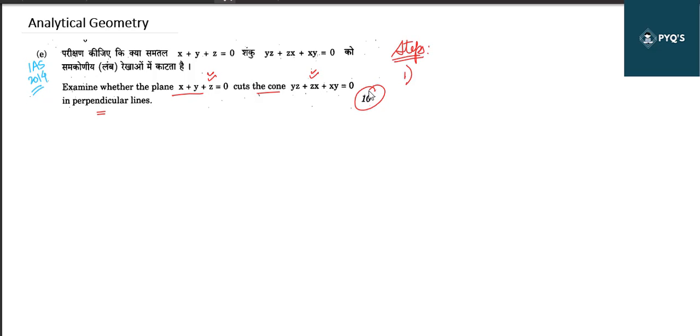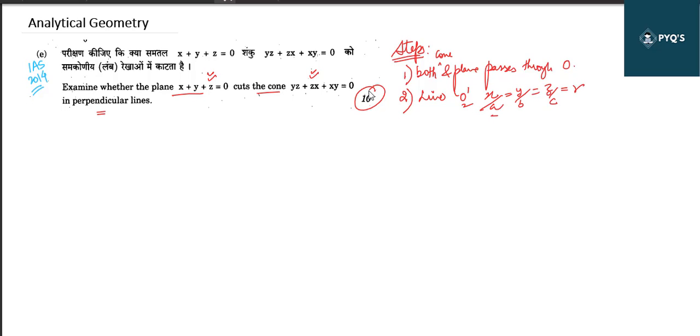So we can see both cone and plane pass through the origin. Okay. So origin से pass करते हैं. Next we'll take a line passing through origin, that is O. Line का equation x by a, y by b, z by c equals to r ले सकते हैं, where a, b, c are direction ratios.